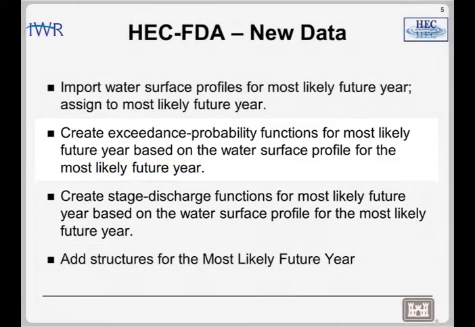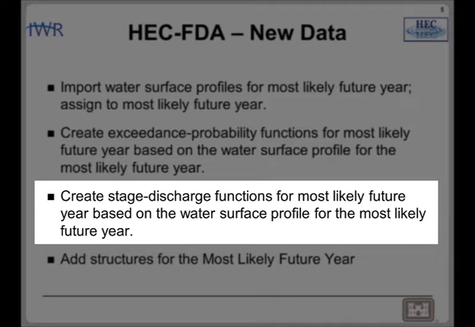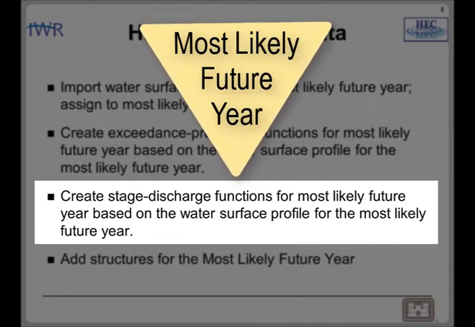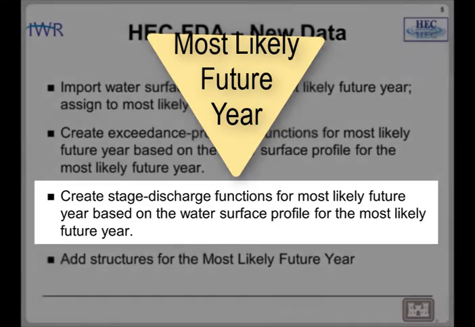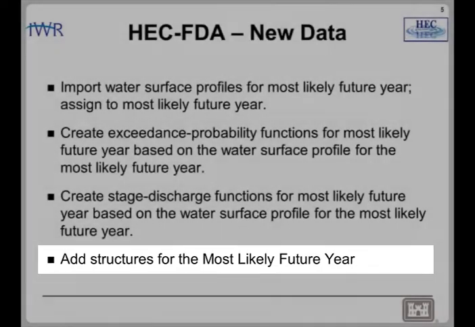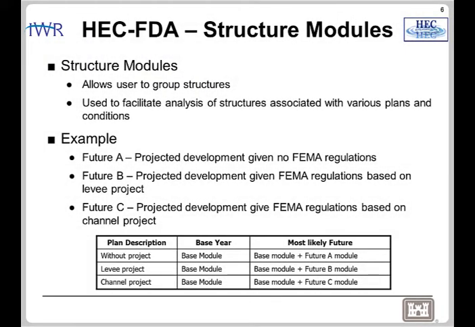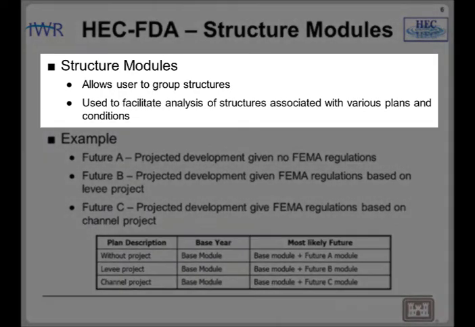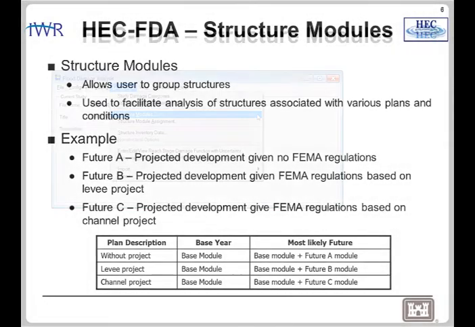Once you do that, move on to the stage discharge functions, and you'll generate that from the water surface profiles as well. This may sound like a broken record, but make sure you have the most likely future year selected. Once you complete those first 2 big relationships, you will add the structures for the most likely future year. Prior to importing the structure inventory, you will need to create structure modules. The structure modules are a way to group structures, and in Workshop 4, the new structure module we will build will be for the future structures.